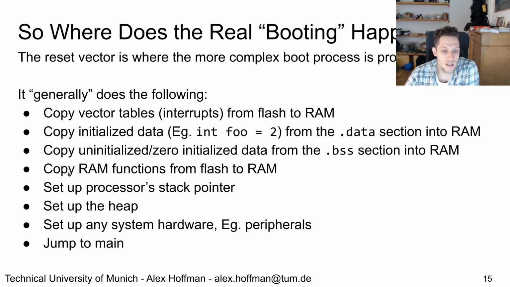Then you can also, for instance, copy RAM functions. And so generally on most embedded systems, code is executed directly from flash to keep RAM consumption down, but you can load functions into RAM for quicker execution. Then, for instance, we'll set up the processor's stack pointer. And so you'll see more about this when talking about system architecture. Similarly with the heap, so this is sort of setting up the memory usage, like how RAM is used by the program for actually performing the operations specified in the program.